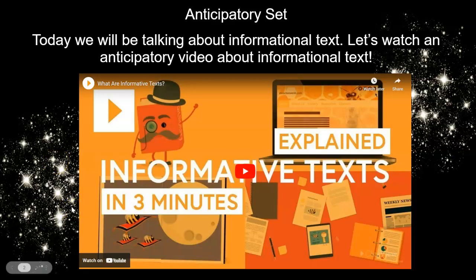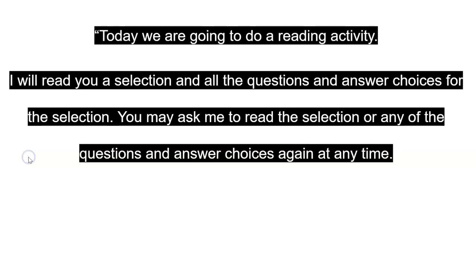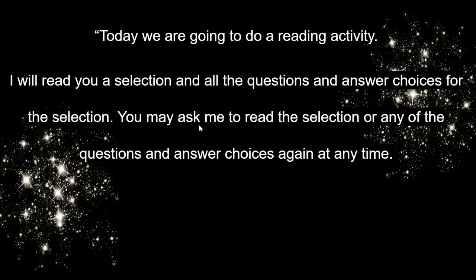You're going to notice 2 multimedia options in each of these. There's going to be your anticipatory set, and then you're making connections. What I try to do is give you one video multimedia piece that is more story-based and one that is more song-driven, so that you're meeting different types of media within the lesson. So you watch that video with your kid, let them have the anticipatory set, and then you go into your script. Today we are going to do a reading activity. I will read you a selection and all the questions and answer choices for the selection. You may ask me to read a selection or any of the questions and answer choices again at any time.